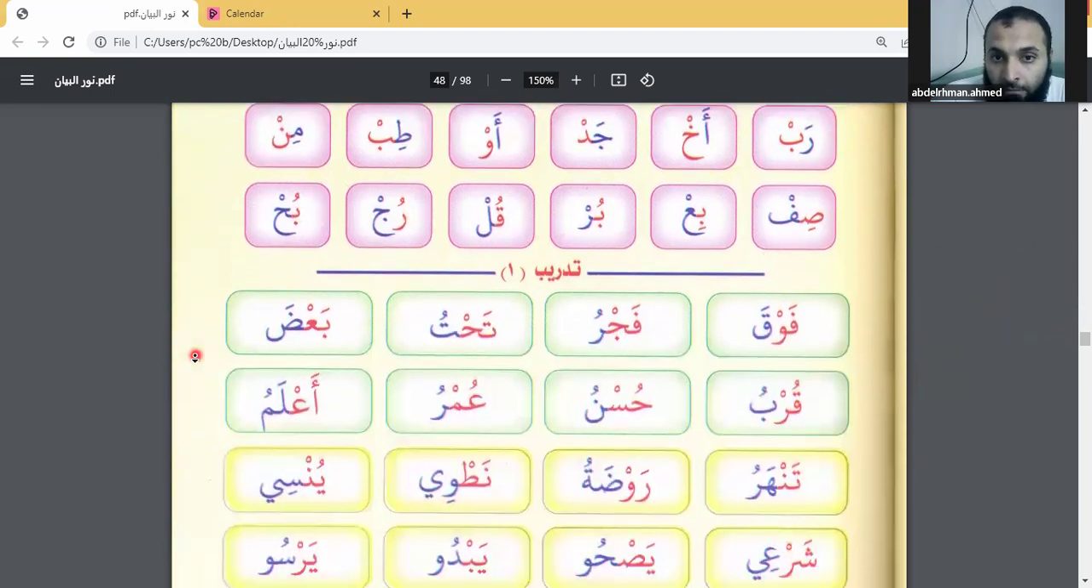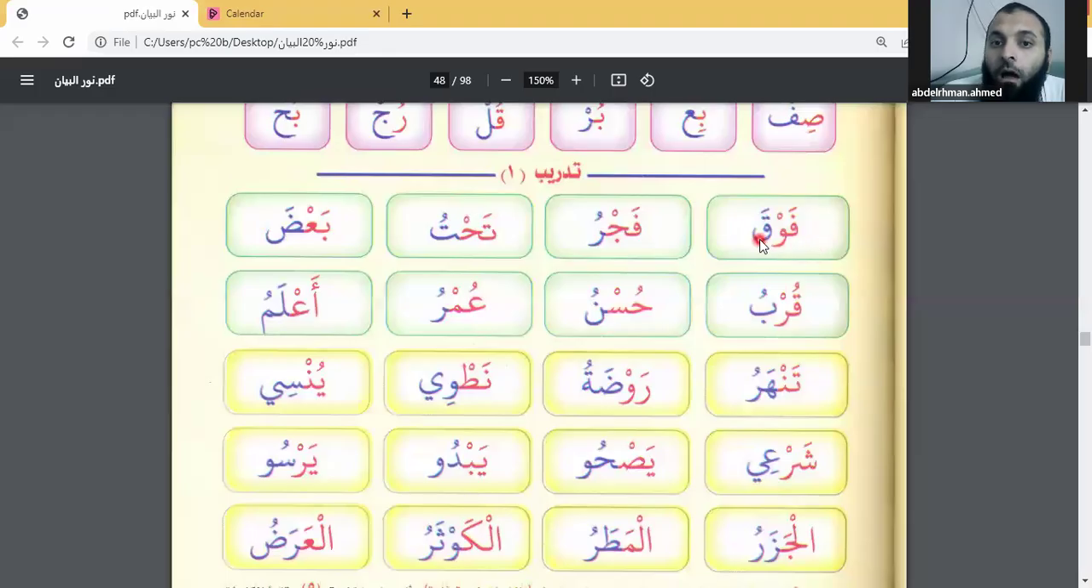Next line. فوق, فجر, تحت, بعض, قرب, حسن, عمر, أعلم, تنهر, روضة, نطوي. Here we have ya with nothing. It means stretch the kasra. Natwi. So ya with nothing means elongate or stretch the kasra before it. Yunsi. Same here. Shar'i. Yashu. Yabdu.